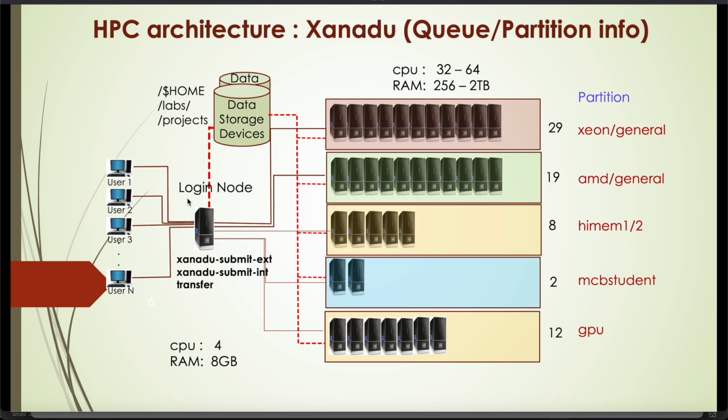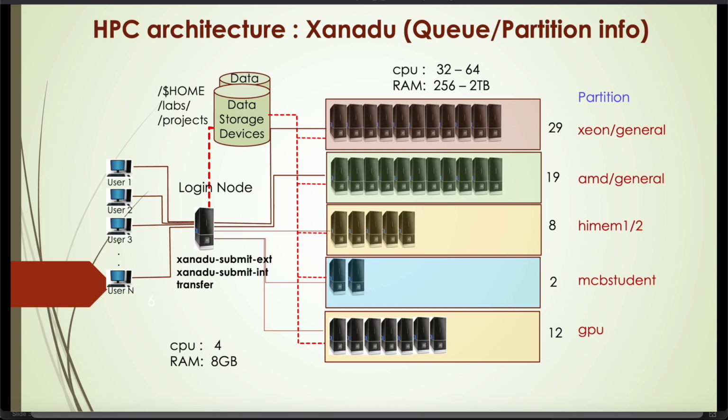In terms of the Xanadu cluster login nodes, there are three different nodes I want you to be aware of. One is Xanadu Submit External, the second is Xanadu Submit Internal, and there is a transfer node. Xanadu Submit External is accessible from anywhere outside the UConn Health network. Whereas if you want to connect to Xanadu Submit Internal, you have to be within the UConn Health network. If you're outside the network and still would like to connect to Xanadu Submit Internal, then you have to use a VPN. These two submit nodes are in place for researchers to connect to the Xanadu cluster for doing their analysis. However, the third one, the transfer node, is in place for transferring data in and out of the cluster.